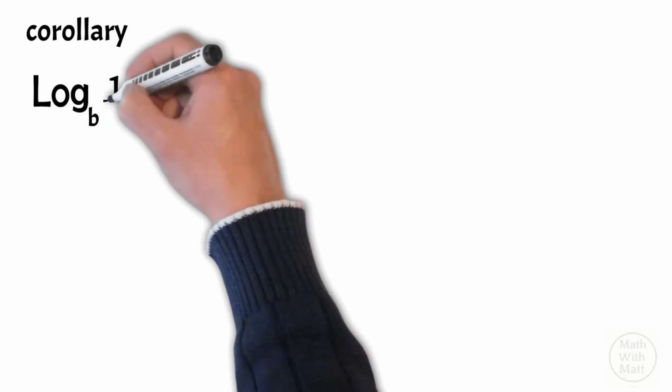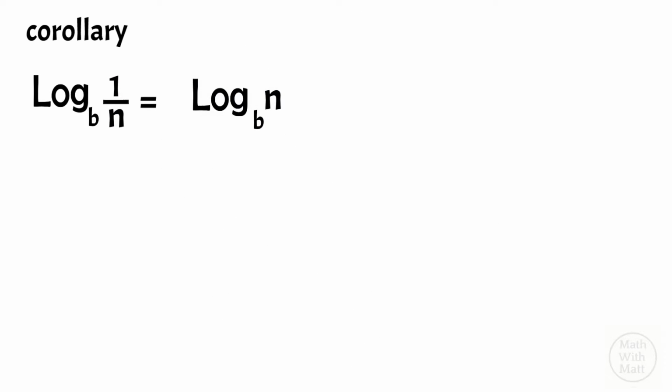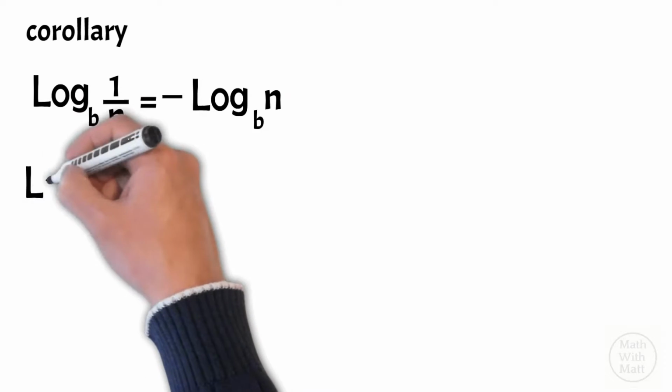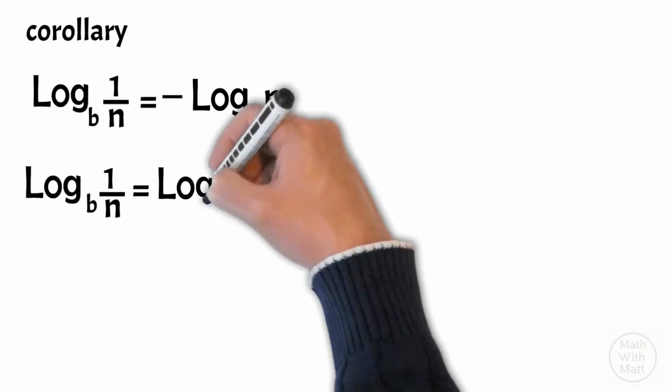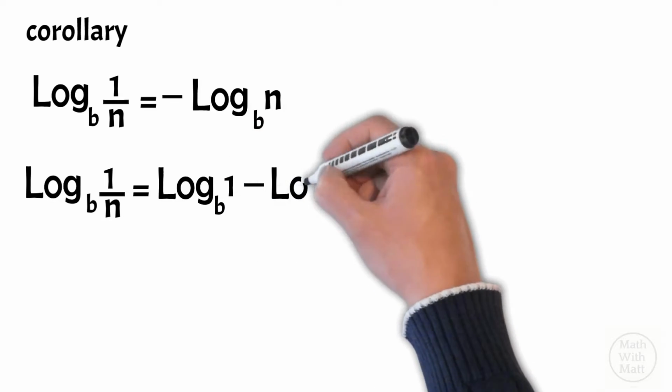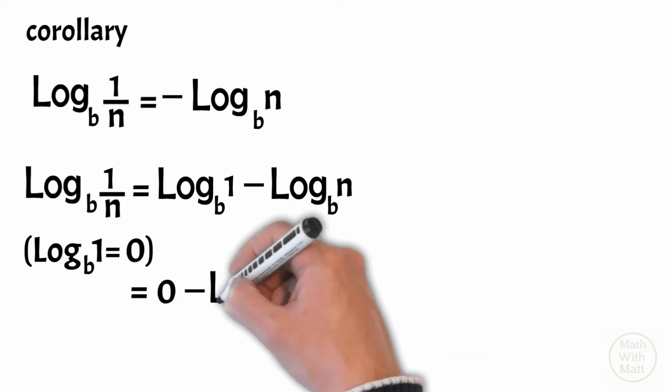We can use these laws to create new formulae, which will give us more shortcuts helping us solve logs even faster. One such new formula is log to base b of 1 upon any number n, which can be rewritten as log to base b of the same number n multiplied by minus 1. And to prove this, we use the law of quotient. The log of 1 upon n, we get log 1 minus log n, and since we know a log of 1 to any base is always 0, we only get minus of log to base b of n.